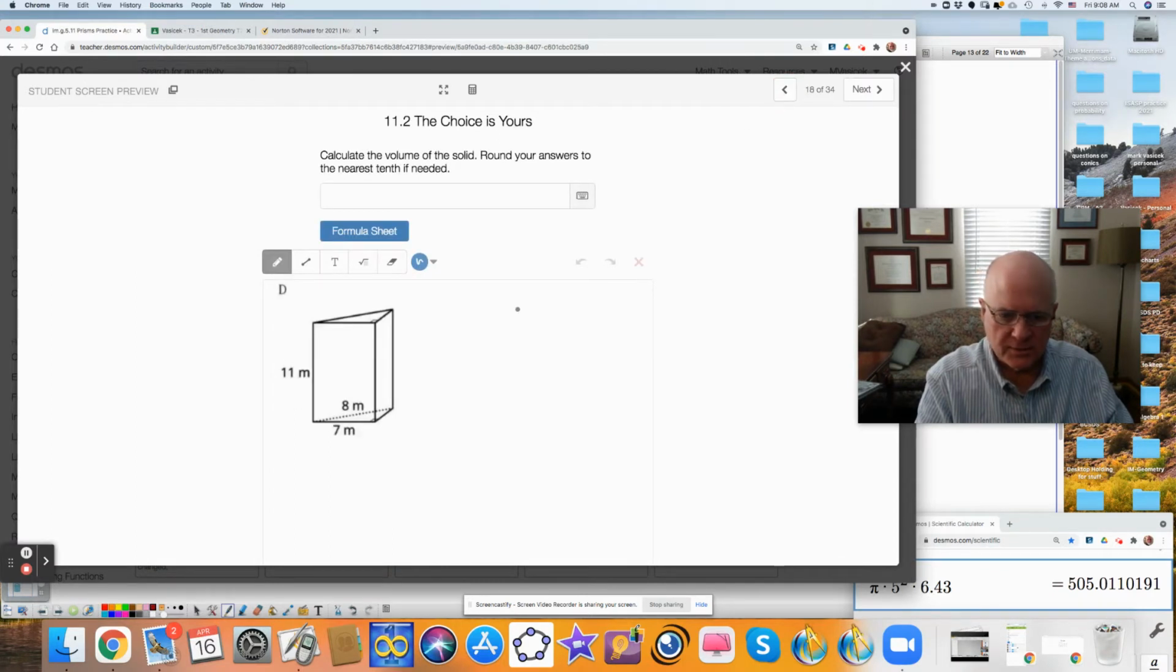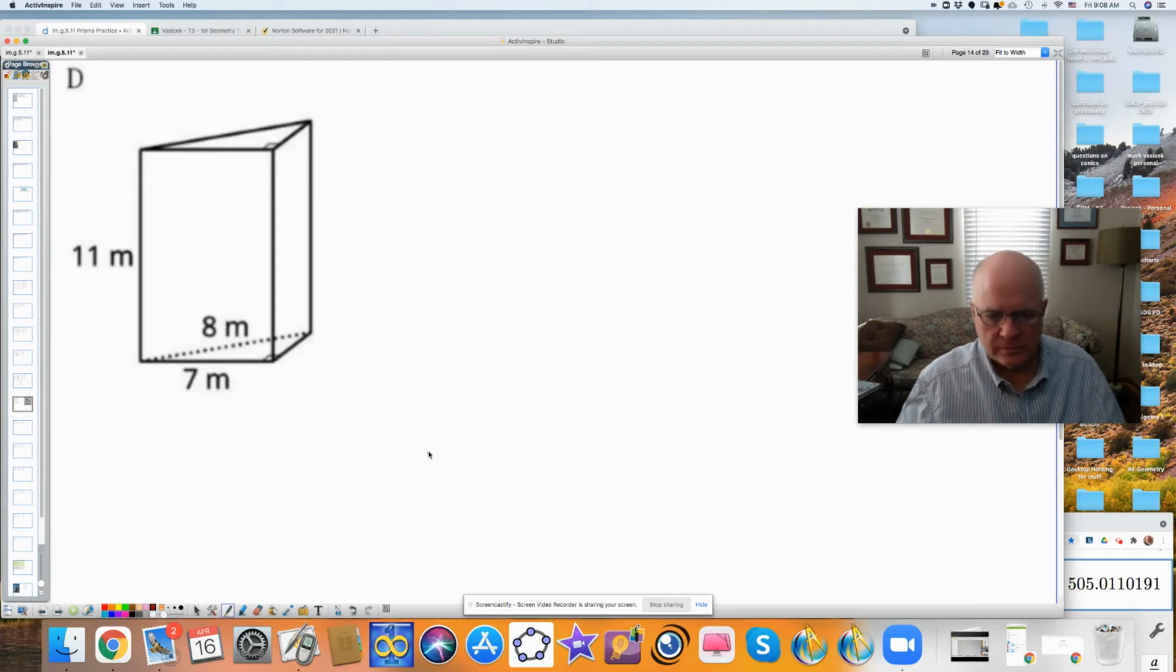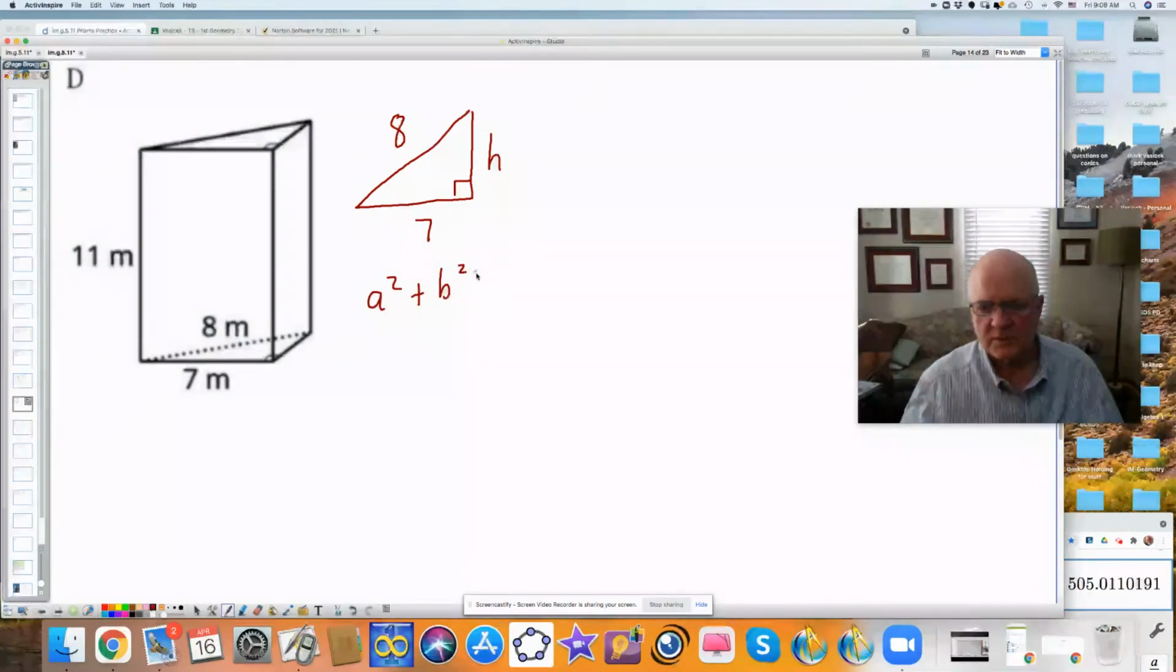Now we'll do D. This one is a little bit more challenging than the previous one. I'll copy it over to the whiteboard and do it there. In this triangle, we need to know the base of the triangle, which we know, and the height. This is missing. We know the hypotenuse. So to find this, I will use our Pythagorean theorem. a squared plus b squared is equal to c squared. The c is going to be the 8 squared. This will be 7 squared plus my h squared.